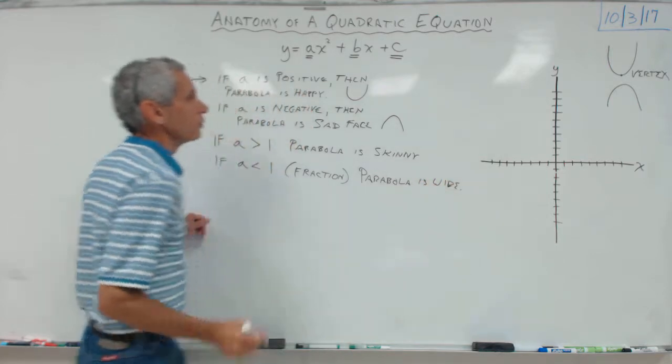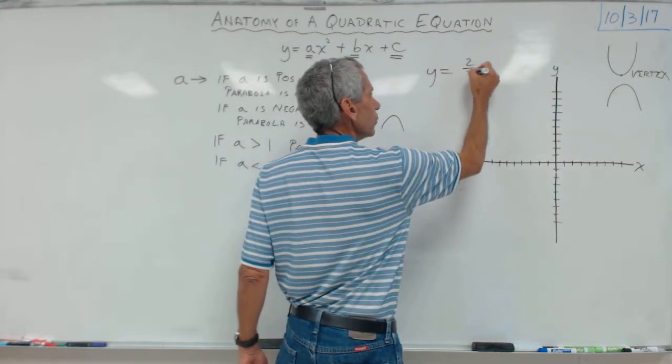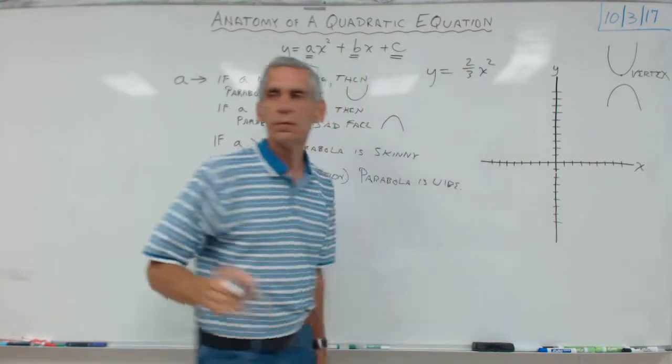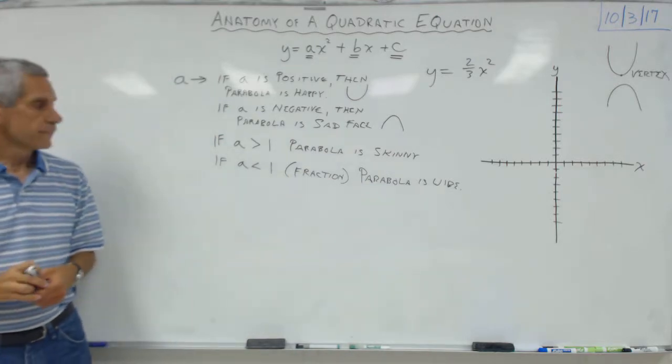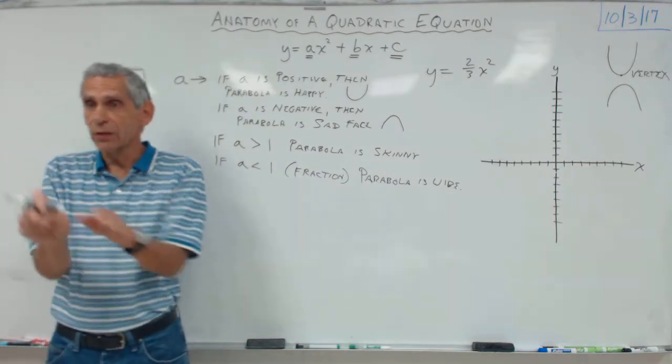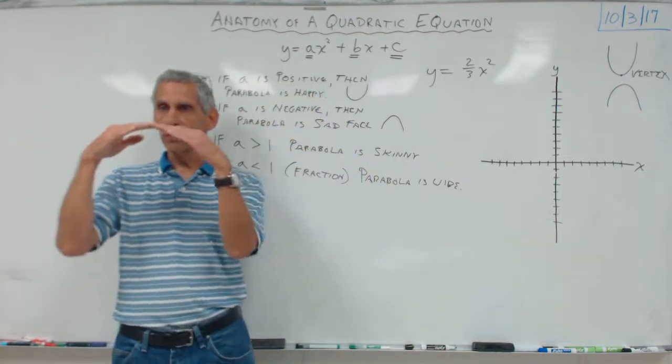So, y is equal to 2/3 x squared. What is that going to be? If it's negative, the same thing is true. The same thing is true. That's why I just didn't want to get it too confusing.